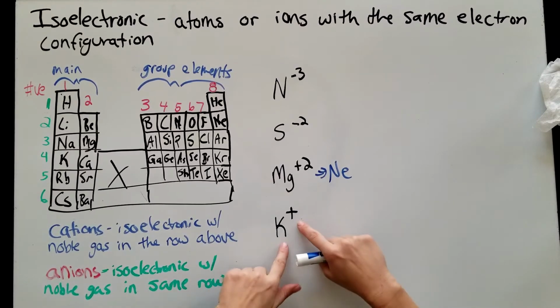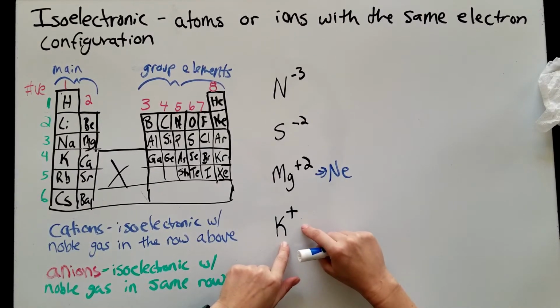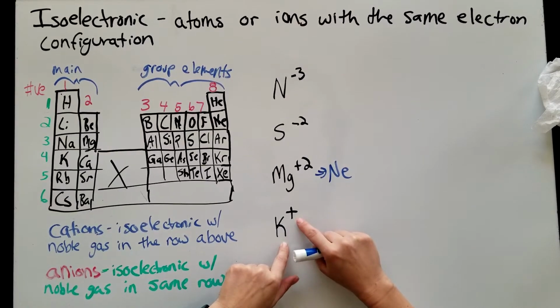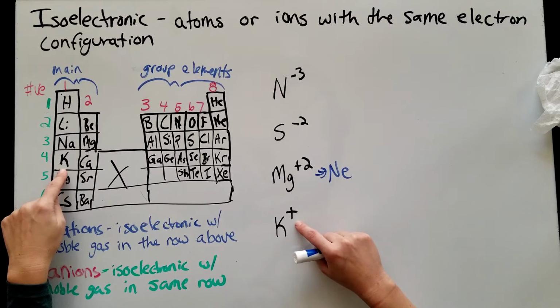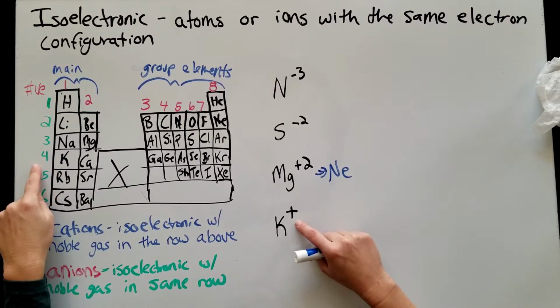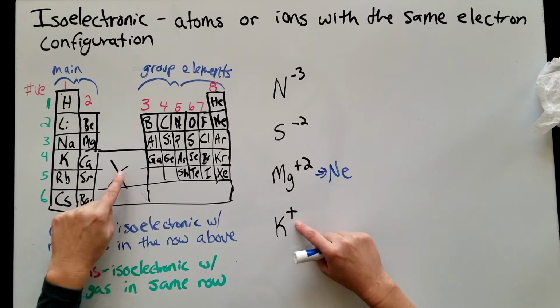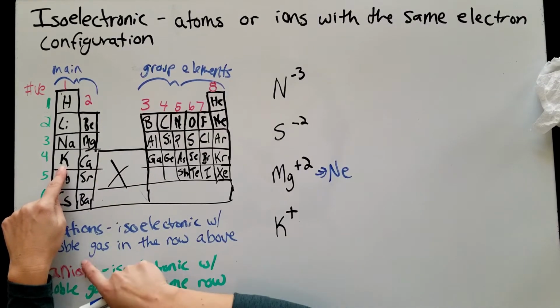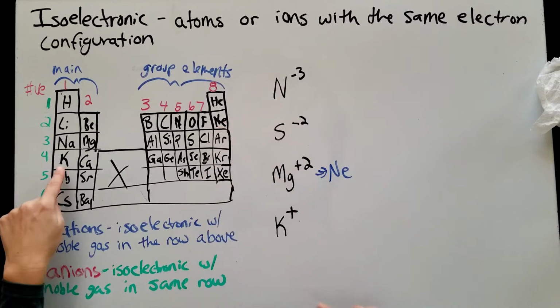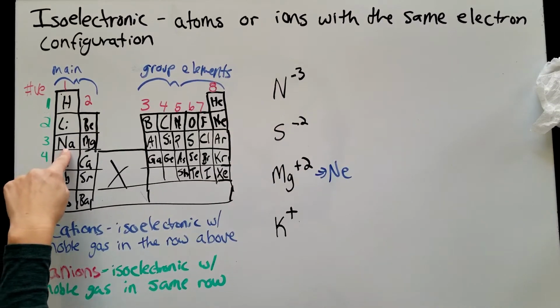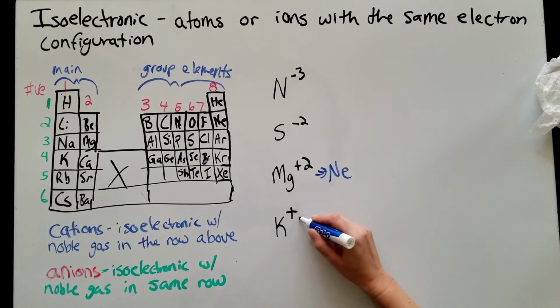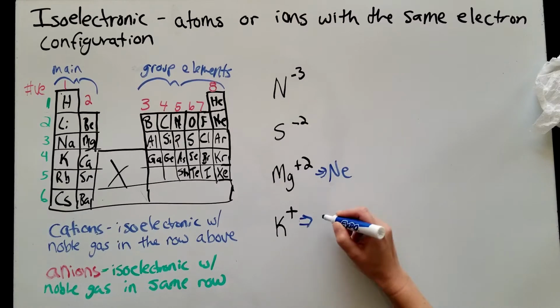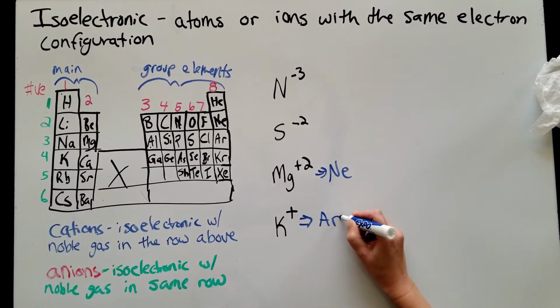Let's do the other cation following the same rule. Potassium with a plus charge is a cation because it's got a positive charge. I'm going to find potassium on the periodic table. There it is. Potassium is in period 4. Since it's a cation, we want to look at the noble gas in the row above, so the noble gas in period 3. The noble gas in period 3 is argon. So potassium with a +1 charge is isoelectronic with the noble gas argon.